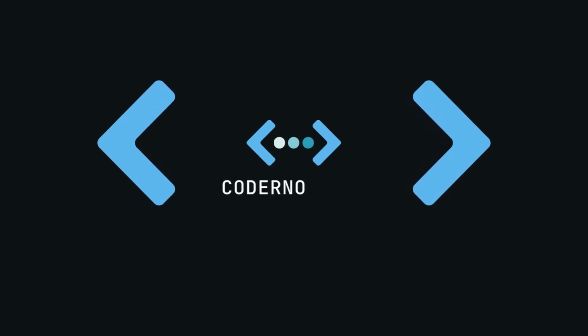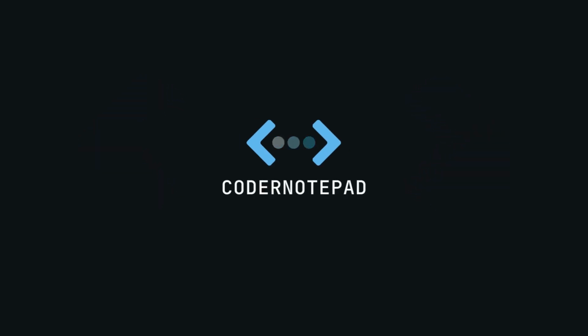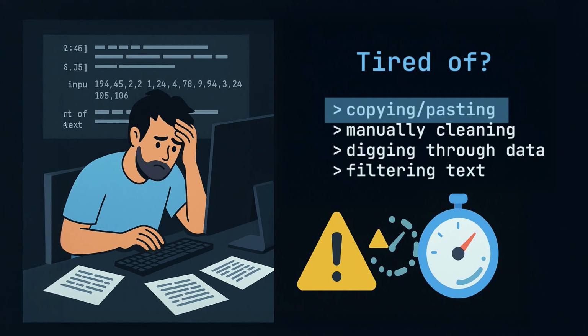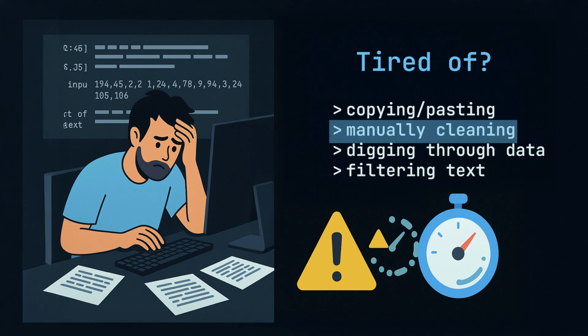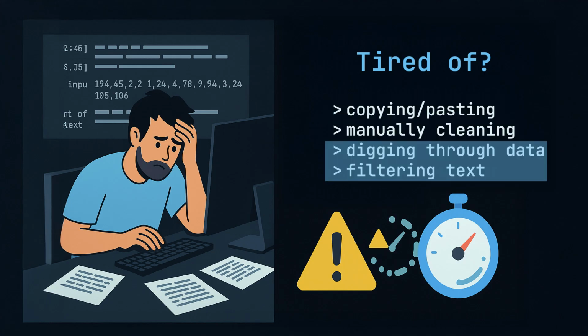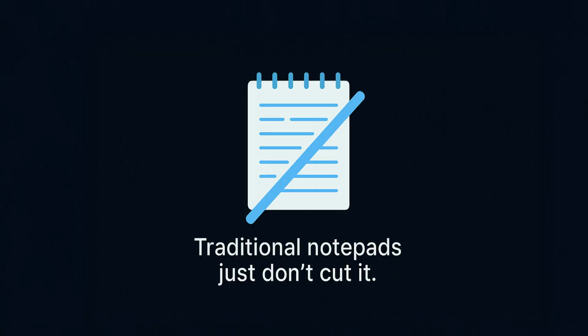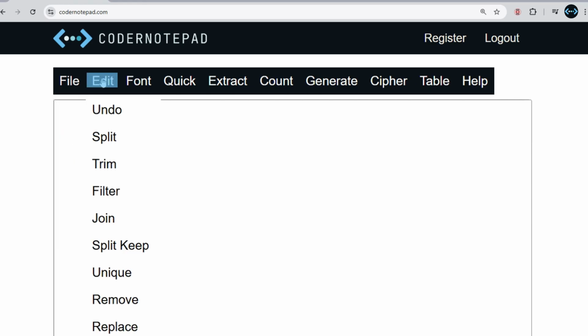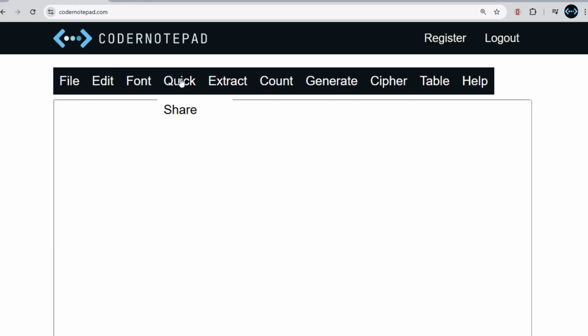Welcome to CoderNotepad, the ultimate in-browser notepad built just for developers, analysts, and anyone who works with text. Tired of copying and pasting texts between editors? Manually cleaning up data? Hunting through lines for keywords? Traditional notepads just don't cut it. Meet CoderNotepad, a web-based text playground that puts powerful programmer-friendly tools right at your fingertips.